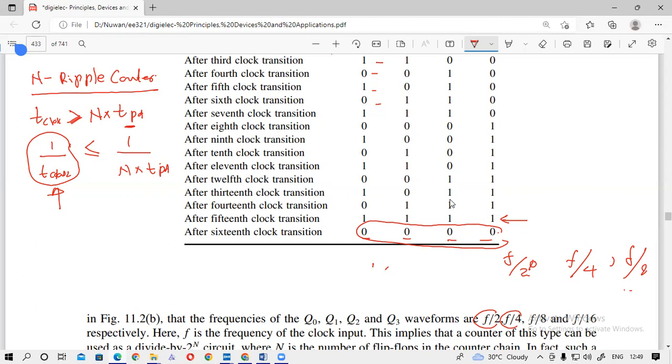Frequency of the clock. That is the clock frequency. So the clock frequency should be less than 1 by n times TPD. You can get it from here.